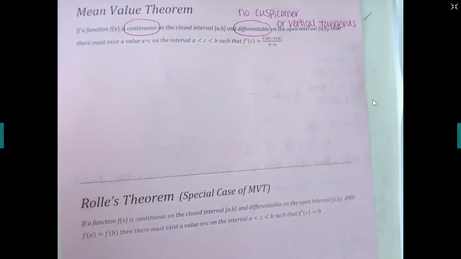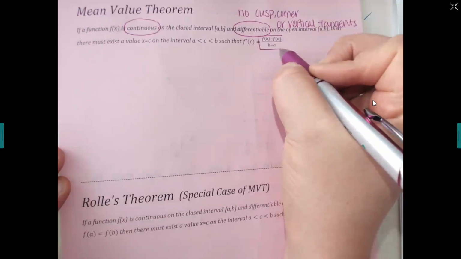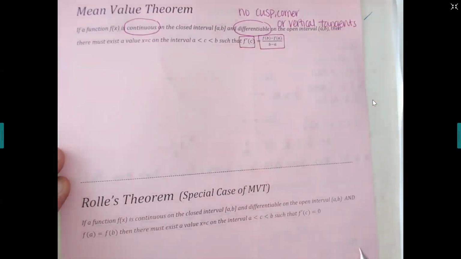Now, remember that usually we would also say you can't have any discontinuities, but because they're saying it has to be continuous, I'm not going to list that as well. So it has to be connected, can't have any cusps, corners, and so on. Okay, if that's true, then whatever your f of b minus f of a is, your derivative has to equal that at some point. Let's draw a picture.